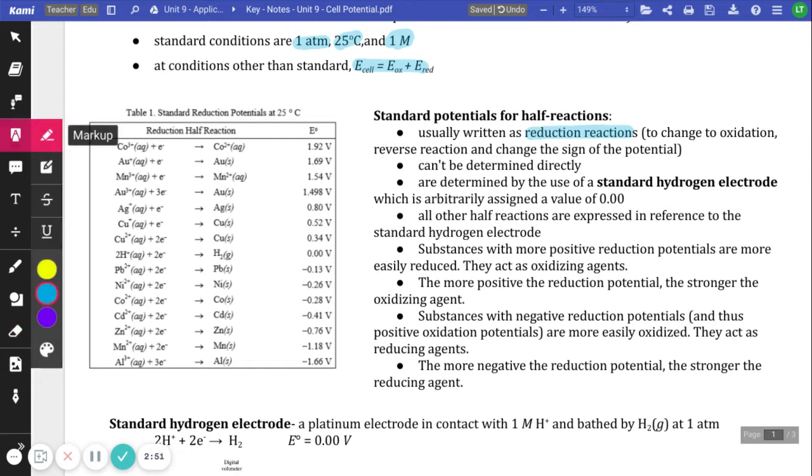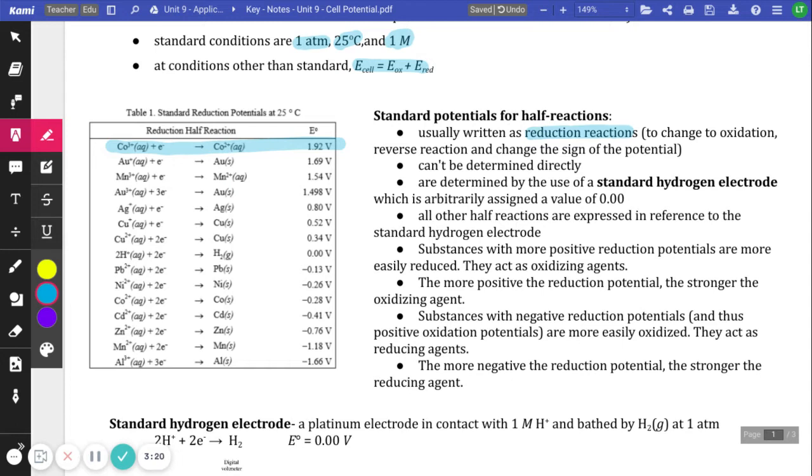So if I did want to look at the cell potential of an oxidation reaction, reverse your reaction, and then reverse the sign of your potential. For example, if I have this cobalt one right here, for reduction, my cell potential is 1.92. Well, if I have oxidation, then it would be negative 1.92. I just reverse the sign because I'm reversing my reaction.